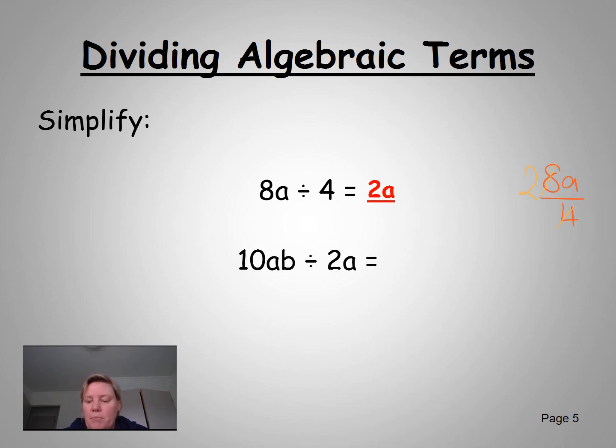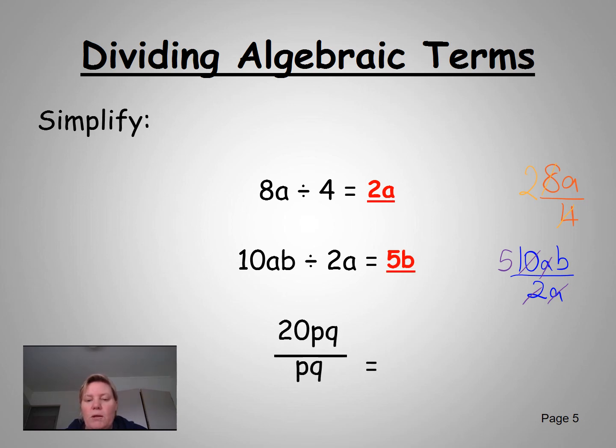Slightly harder, I'm going to write it the other way around as well. I'll just go to a darker pen. So this would be 10ab over 2a. Now, if you have a look here, there are a's on the top and the bottom, so get rid of those. And 10 over 2 reduces down to the number 5. Now, notice there's a b left over, so the answer will be 5b. And then we've got 20pq divided by pq. If you have a look here, can you see these cancel out with each other? So you're just left with the number 20.